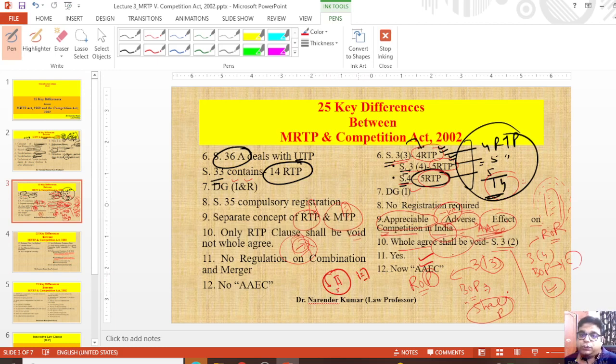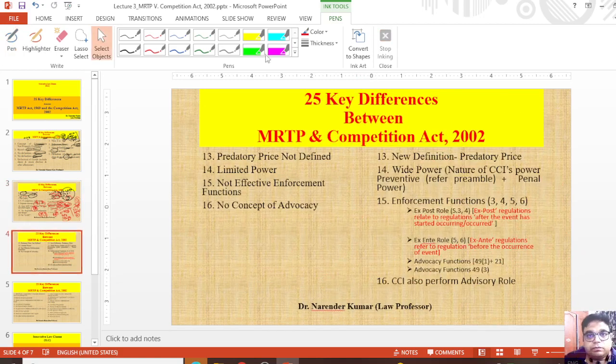अगर एग्रीमेंट एग्जीक्यूट किया है बाहर, आउट ऑफ इंडिया, और उसका जो इम्पैक्ट है वो इंडिया पे है, तो वहां पर भी सीसीआई का जुरिडिक्शन है. Section 32 talks about the extraterritorial jurisdiction. You should refer. In addition to this, predatory price not defined properly. Now predatory price के दो की पॉइंट यहाँ पर दे रखे हैं.